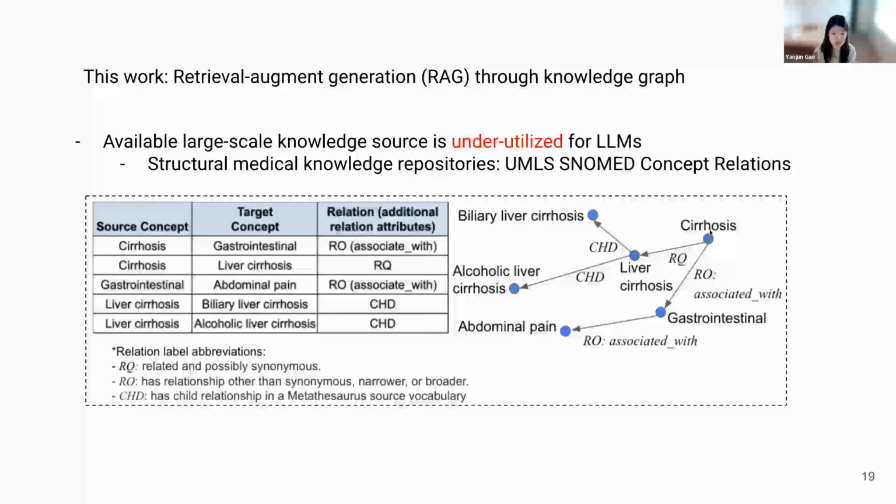You can see that we have cirrhosis as one of the source concepts. We have liver cirrhosis and gastrointestinal as its first or direct neighbors, because they're directly connected by an edge. And then we also have abdominal pain and alcoholic liver cirrhosis as target concepts. By building this knowledge graph, we are able to perform what we call multi-hop reasoning, which establishes a connection between cirrhosis and abdominal pain, or cirrhosis and alcoholic liver cirrhosis, through a one-hop jump. So we can reach gastrointestinal from cirrhosis and further reach abdominal pain from gastrointestinal. Same here, we can reach alcoholic liver cirrhosis from cirrhosis because we have liver cirrhosis as the intermediate step. So this multi-hop reasoning is one of the NLP techniques we're going to be using in our work.